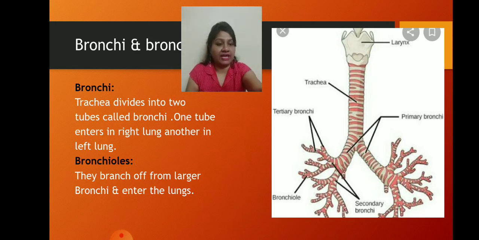So, here is the trachea. The trachea divides into bronchi. One part goes to the right side of the lungs. Another part goes to the left side of the lungs. And these bronchi branch into the bronchioles. They are all located in the lungs.